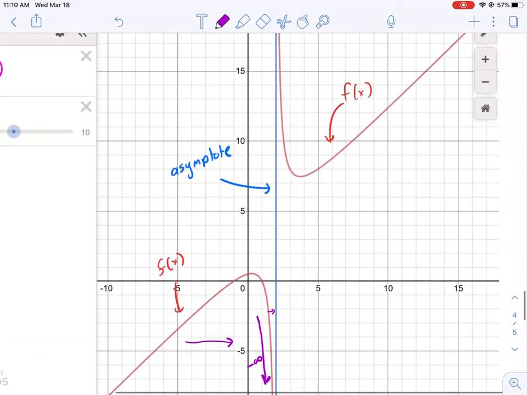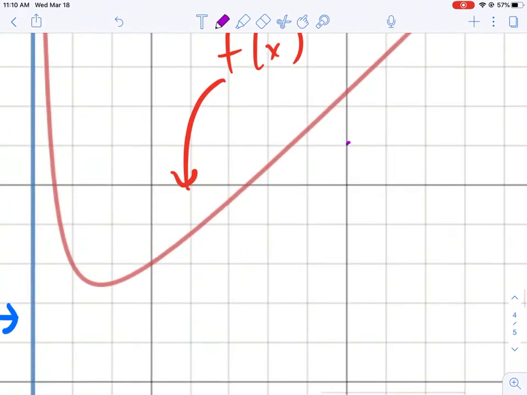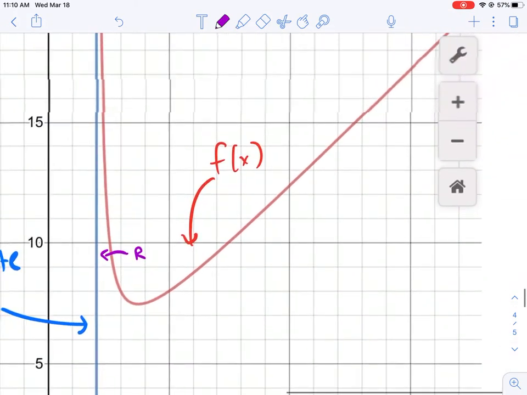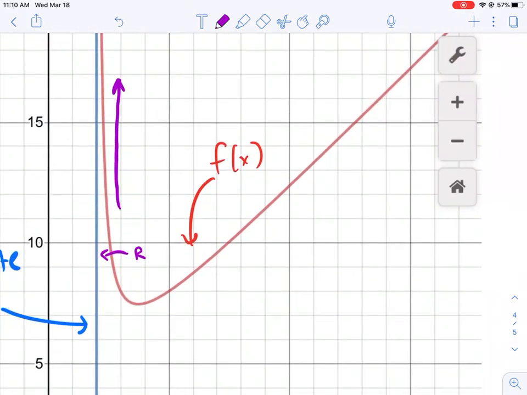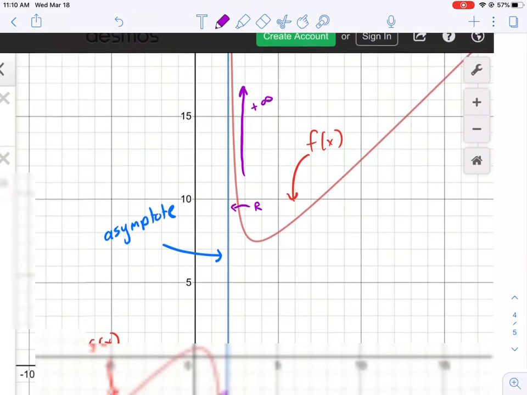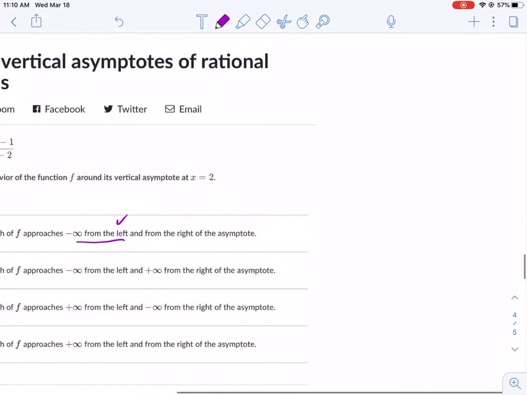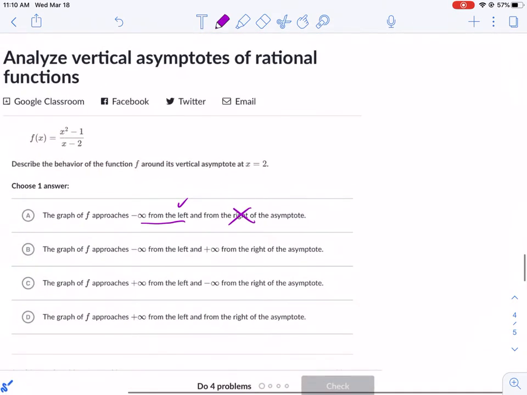So here's the graph up here. Initially it's going down, but as it gets really, really close, what type of behavior does it have? Okay, so as it gets really close from the right, what is its behavior? It's going up, up, up, up, up, up, up, which is positive infinity. Okay, so that is not true. To the right, it approaches positive infinity.